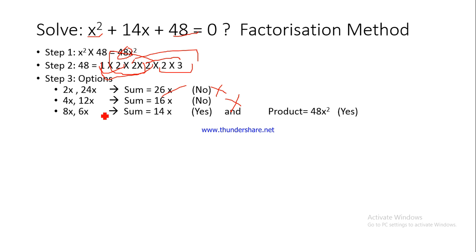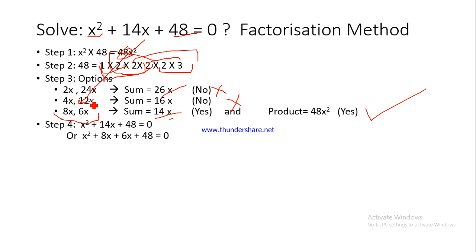Now the advantage of this option is that we have got what we wanted. 8x plus 6x is equal to 14x, and we know that the product has to be 48x squared. You can always recheck it, there's no problem with that. So yes, we can go ahead with that. This is how we have to factorize the equation, and this is how we split the middle term. We will split the term like this.